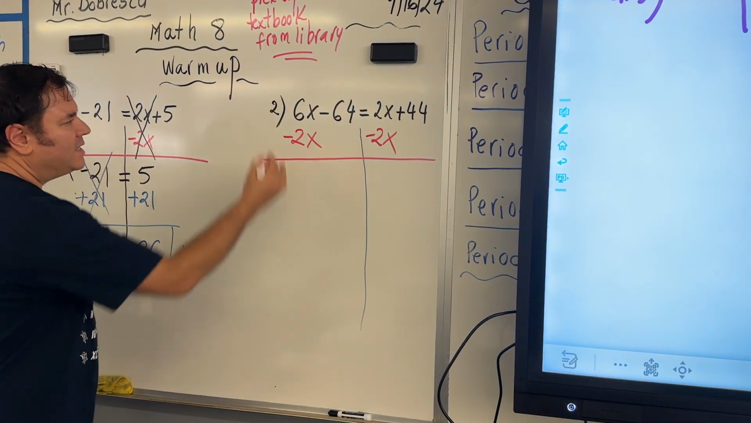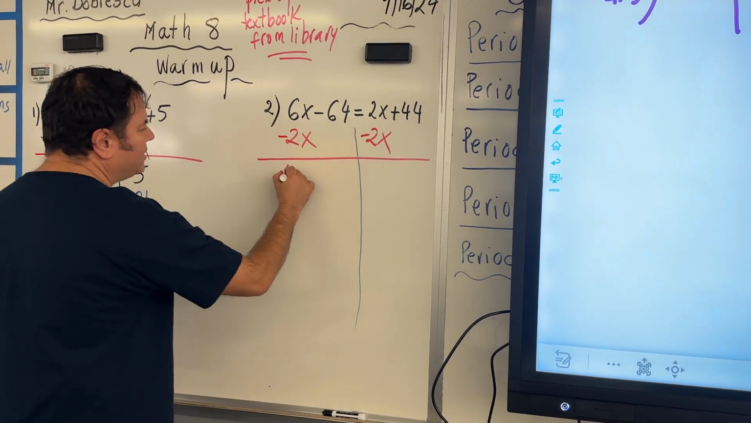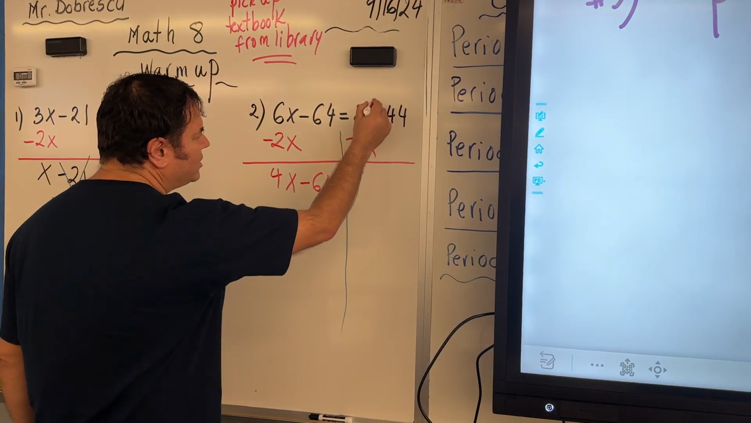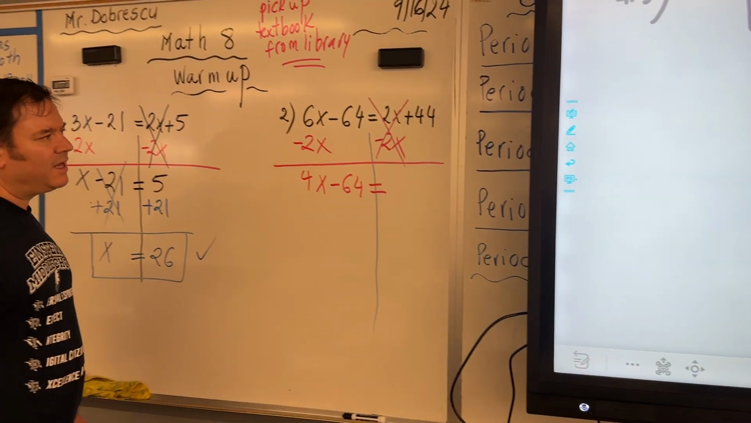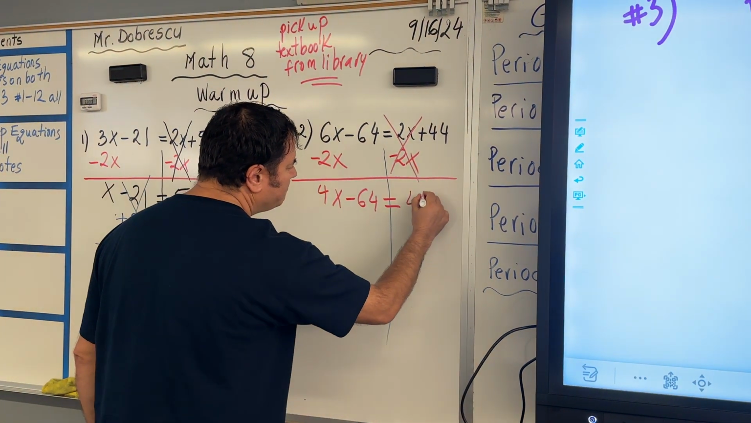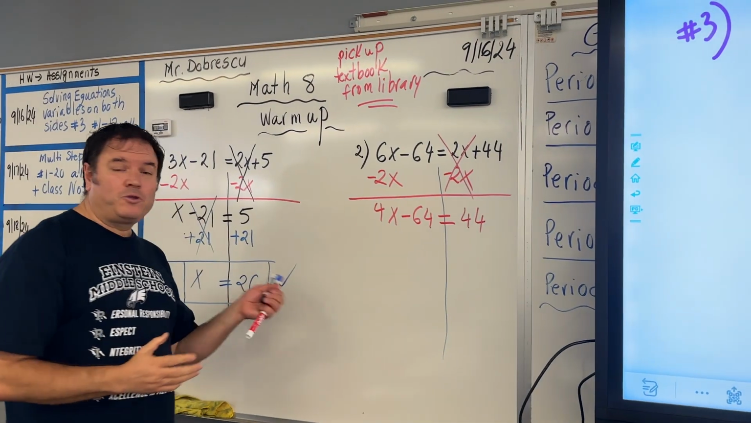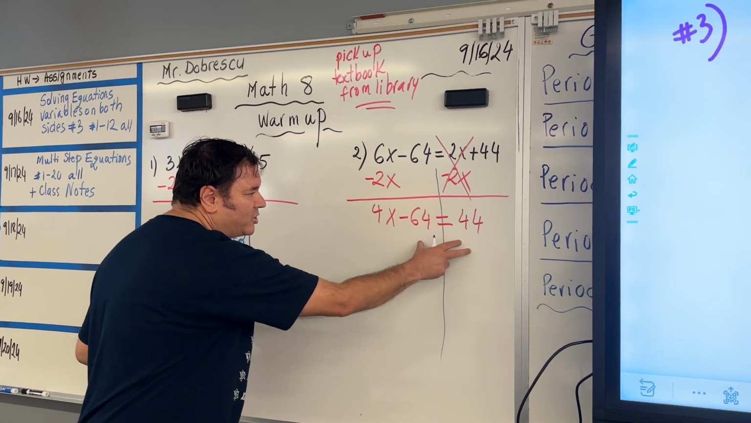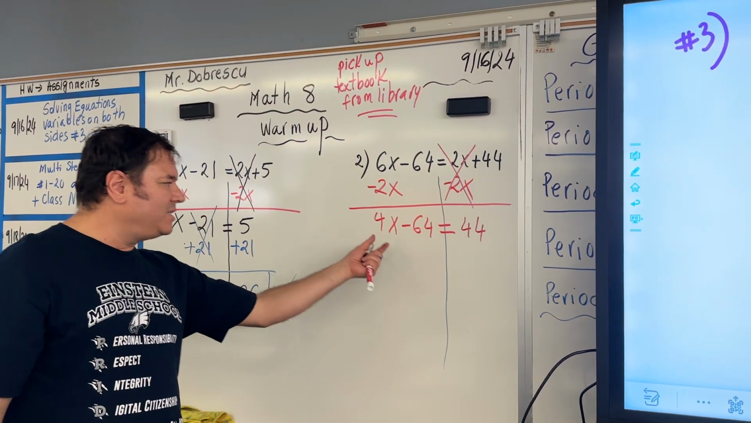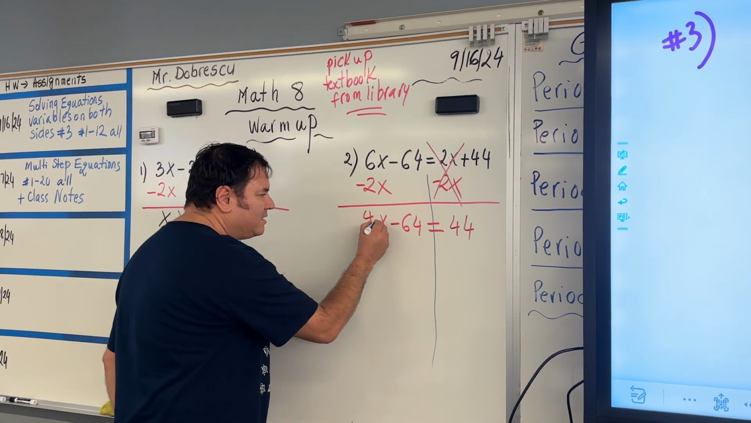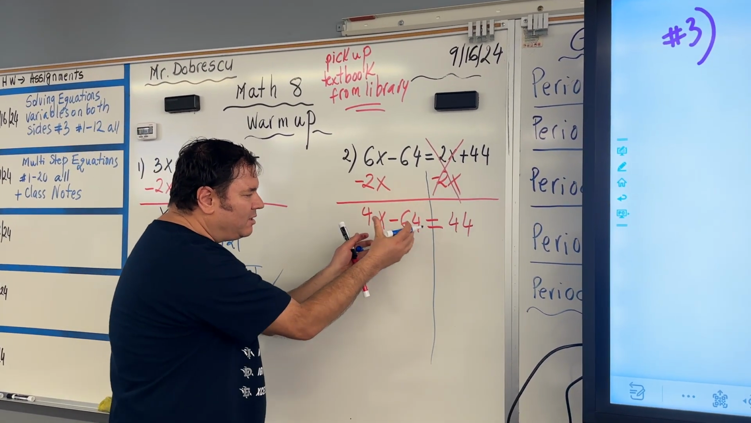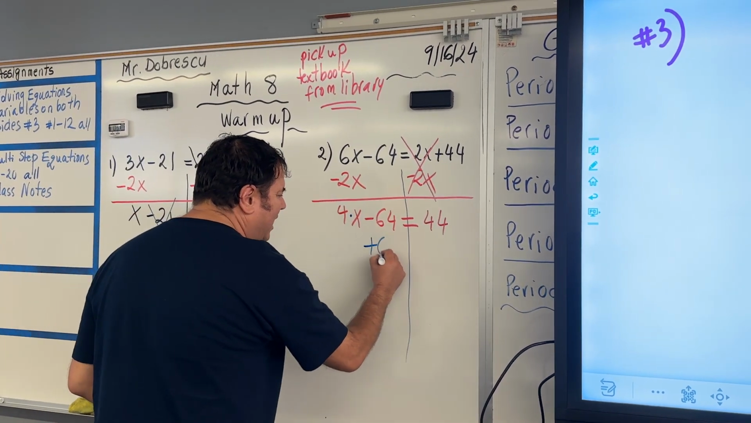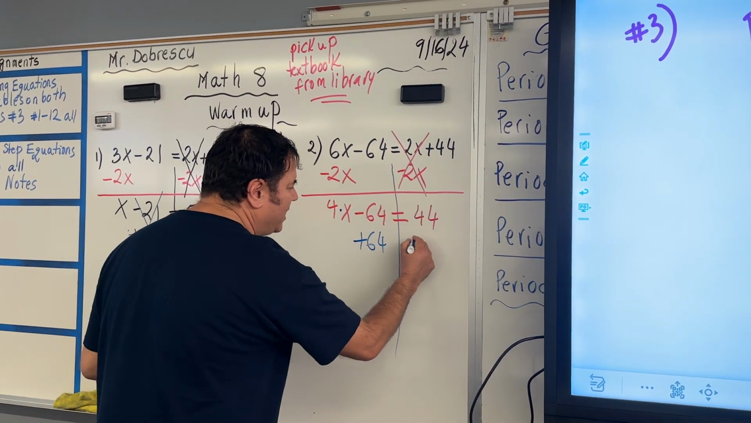Let's see what's going to happen. 6x minus 2x becomes 4x minus 64 equals, of course, 2x and negative 2x cancel out, and we get 44. Now we have a two-step equation, and now we are going to add 64 on both sides. Remember what I told you guys before, 64 is by itself, 4 and x, 4 has a pair, so the number without the pair goes home first, right? So let's add 64 on both sides. Whatever we do to one side, we do to the other side.